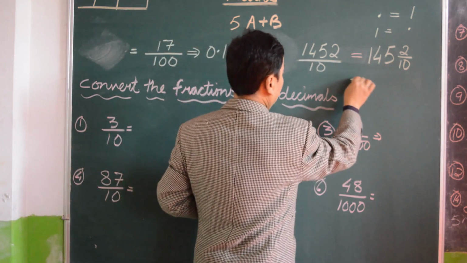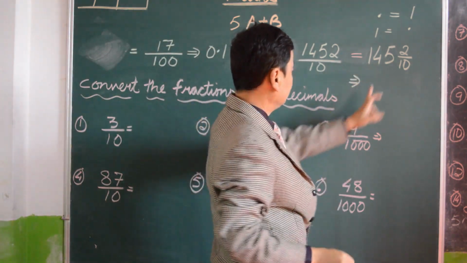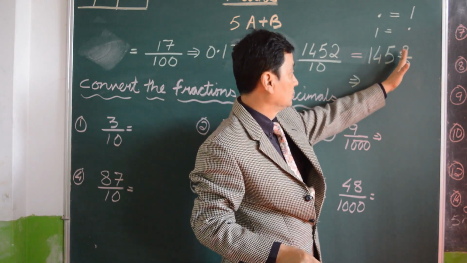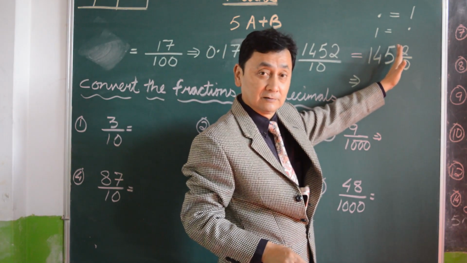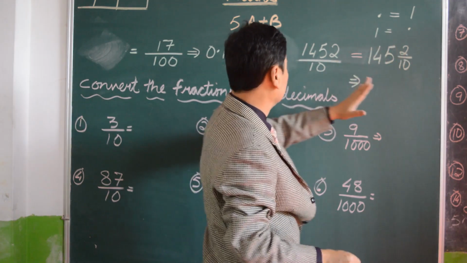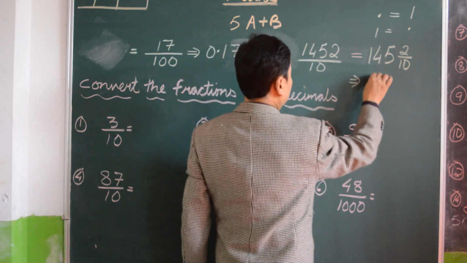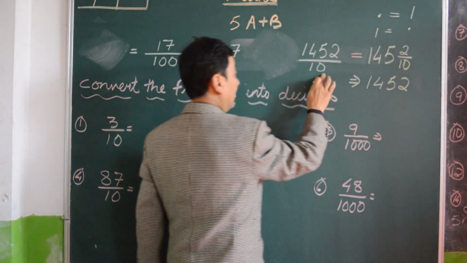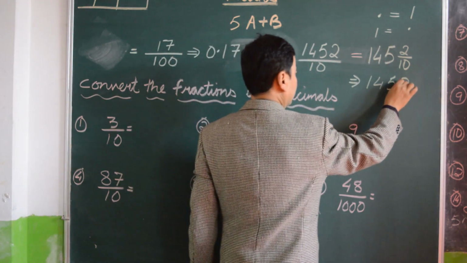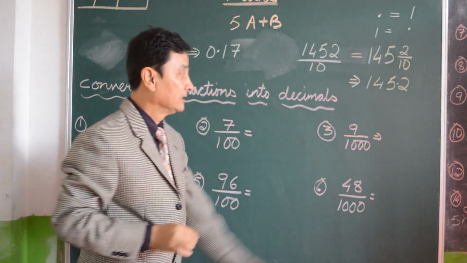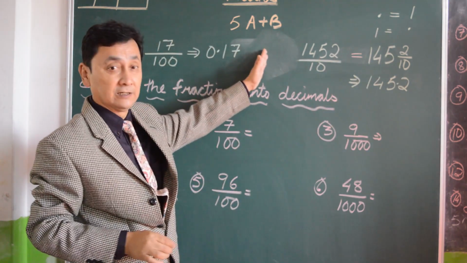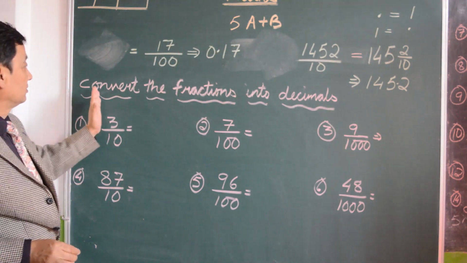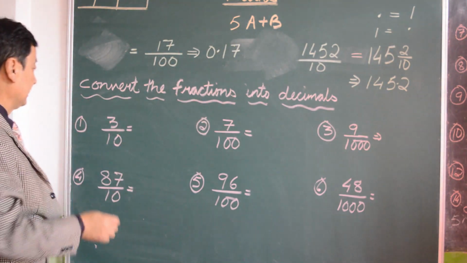Next, we had learned that the numbers which are not in the fraction are the whole numbers. For example, here we can write 1, 4, 5, 2, then 1 point. So that number was here. So that's how we do it. To understand better how to convert fractions to decimals, let's do it.